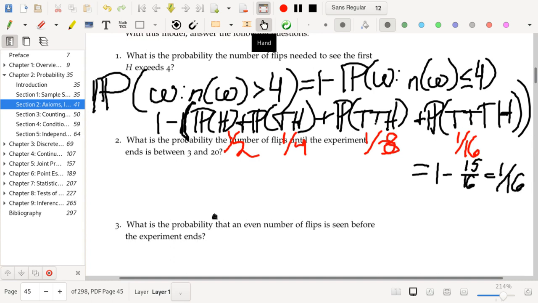All right, the second part. What is the probability that the number of flips until the experiment ends, in other words, the last flip will be heads, is between 3 and 20?